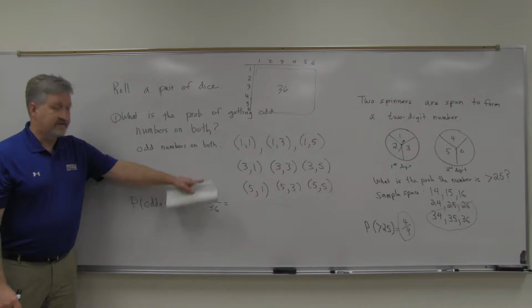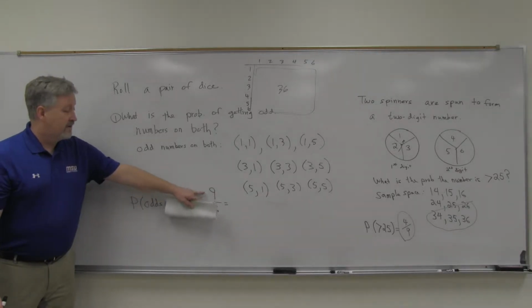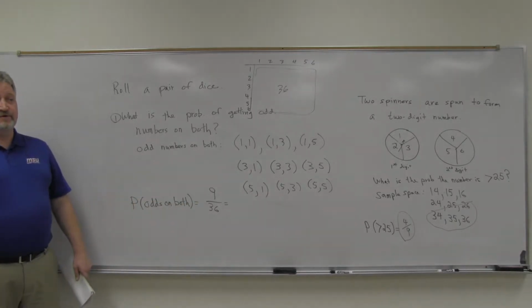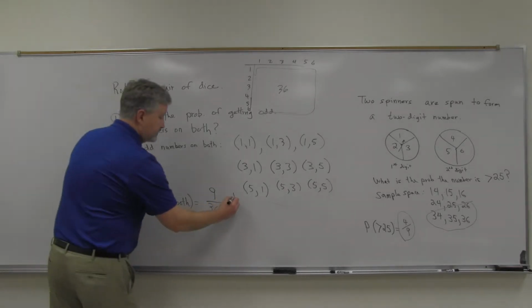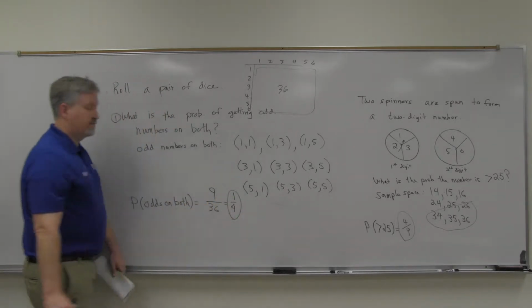Now, again, does everybody see where we got those? So, yeah, we can reduce those by 9 each. So you get a 1/4 probability.